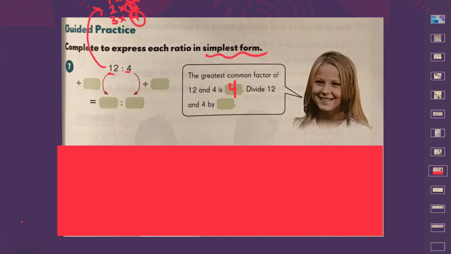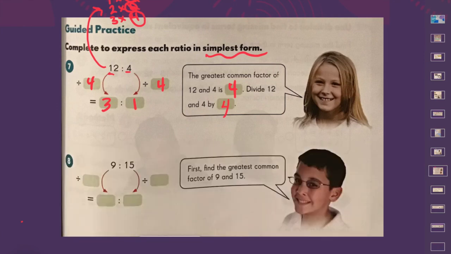So we're going to divide the terms 12 and 4 by 4. If we divide 12 by 4, think about what we'd get. And if we divide 4 by 4, what would we get? Did you get 3 to 1? So in simplest form, the ratio would be 3 to 1. And we know it's simplified because the only factor that 3 and 1 share is 1. And so that tells us it's in simplest form.